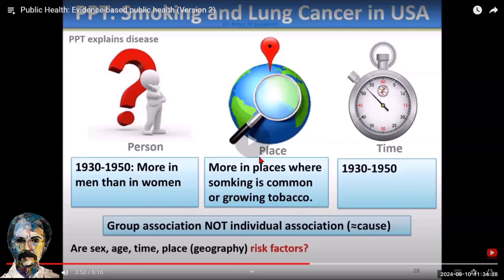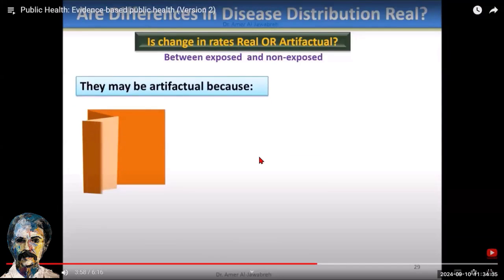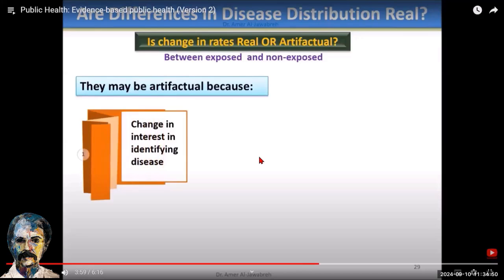Let's explain more about this. Is it real or artifactual? In order to tell that the change in rates between, let's say, sexes, or in distribution in general, we have to have three criteria here. And the three of them should be met. First, change in interest in identifying the disease.